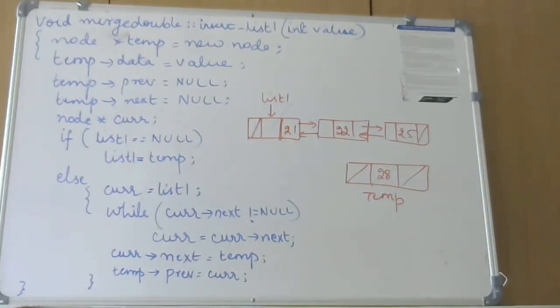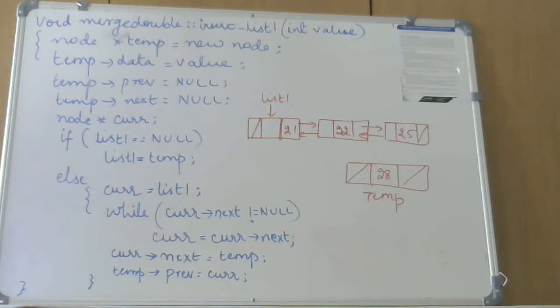So this is the function for inserting in the first list. Now all insertions I am going to do at the end. We have already seen this insert at the end function in the previous video. How do you insert at the end of a doubly linked list? It's the same code I am going to follow here again.